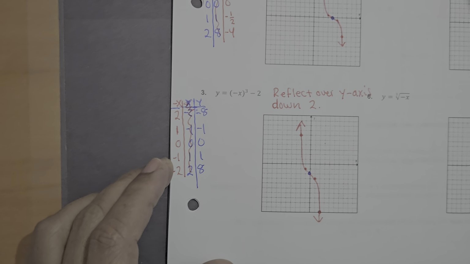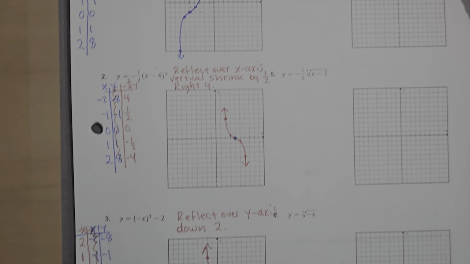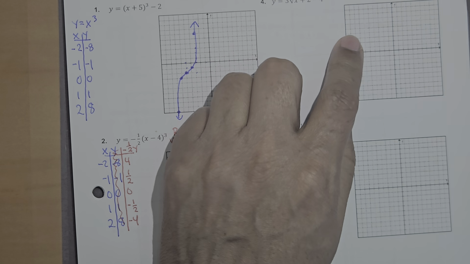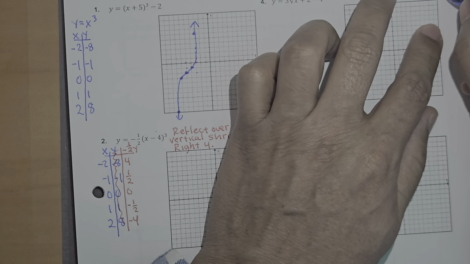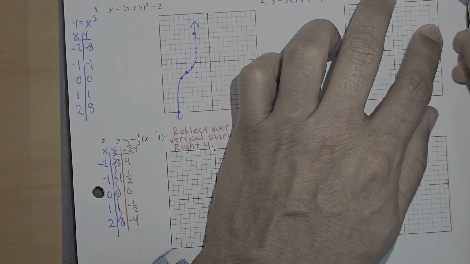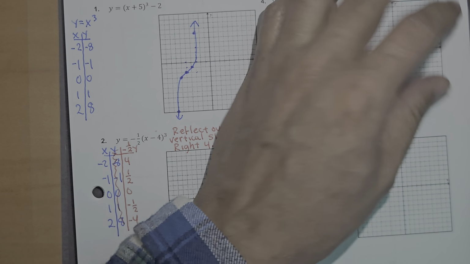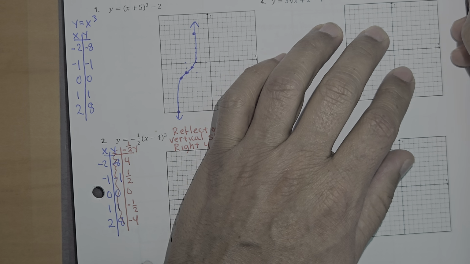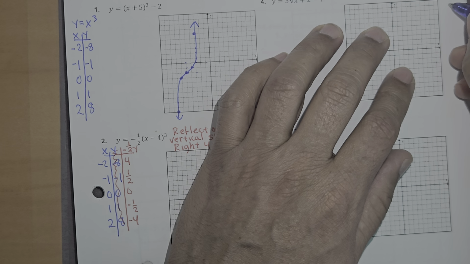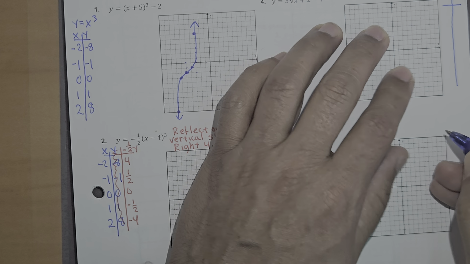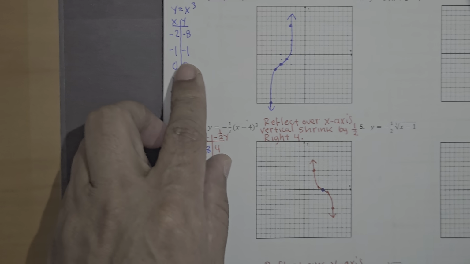Now let me give you 3 examples on the cube root. So for the cube root, the parent is this one here: y equals cube root of x. Okay, so this is the cube root of x. All you have to do is take the table from the parent function of the cube and switch the x and the y values. So I'm going to copy that table, but I'm going to switch them.